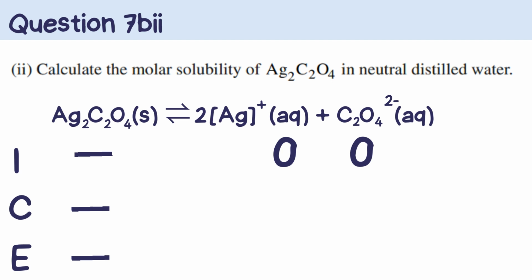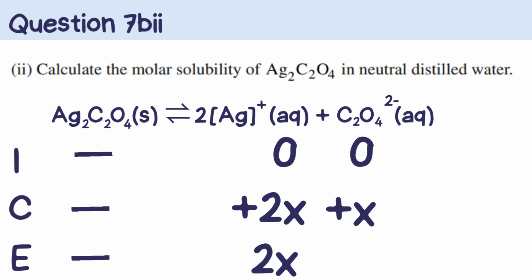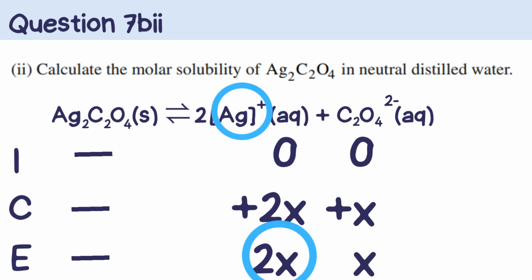Now we need to find out the change. The change is always positive on the product side, so it's going to be a positive 2x for the silver, because of the 2. For the oxalate ion, it is just a positive x, because the coefficient is 1. The equilibrium will be 0 plus 2x, which is 2x, and 0 plus x, which is just x. Now we're going to take the 2x and replace it with the silver, and take the x and replace that with the oxalate.